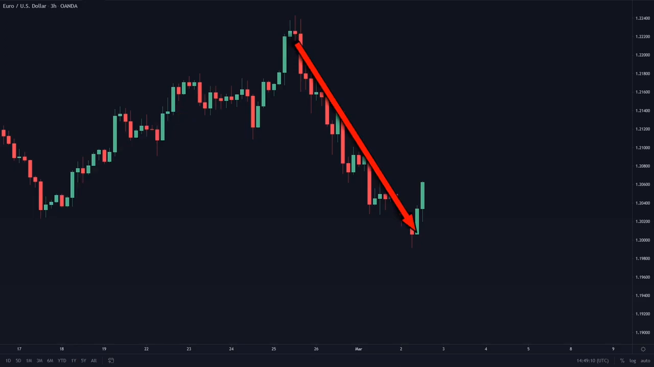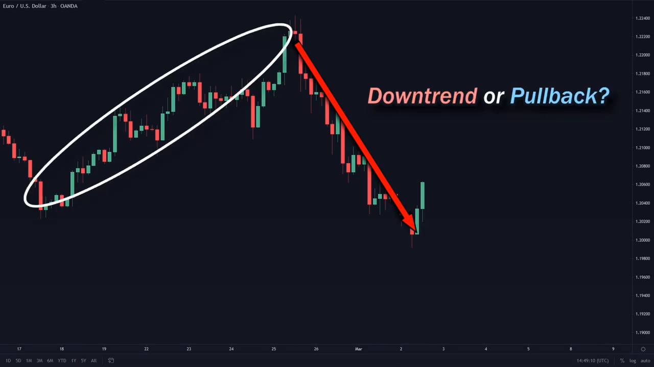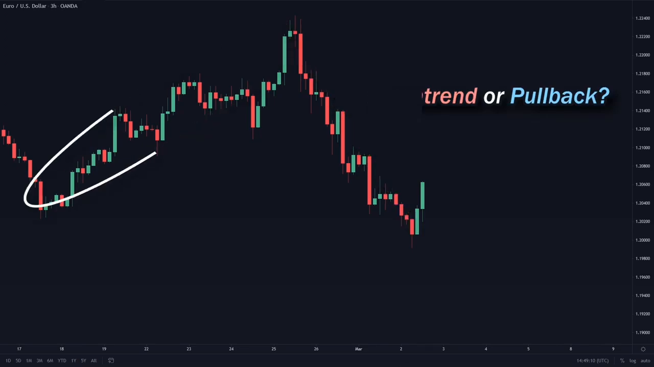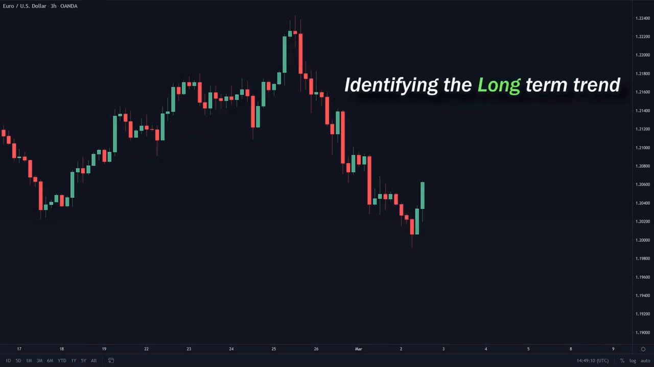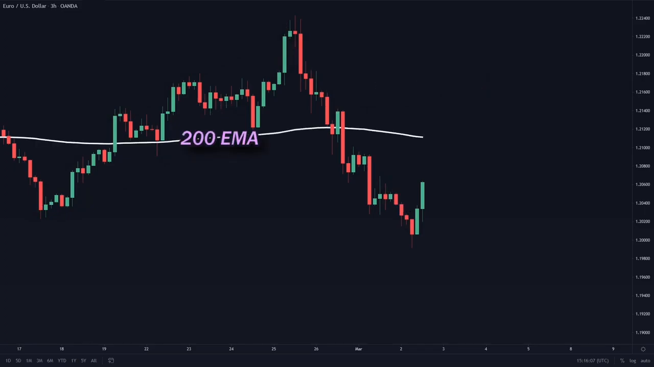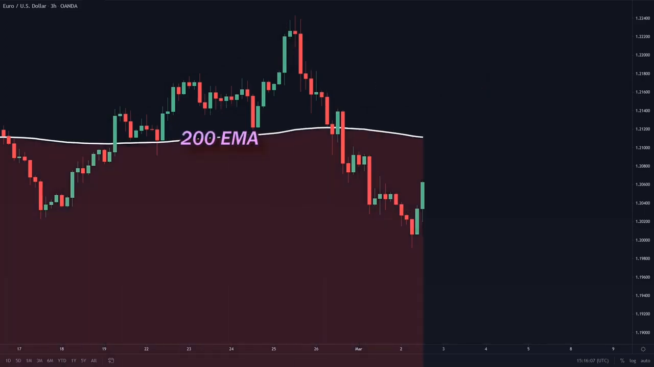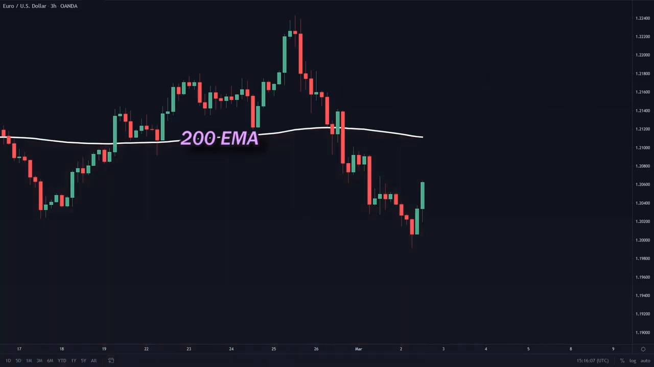And so the question is, how do we know that this downwards movement is a downtrend itself and not just a pullback as part of this uptrend? Well, the way we know that is by identifying the long-term trend using the 200 EMA indicator. And in this example, we can see that the price is below the 200 EMA, meaning this downwards movement is in fact a downtrend.